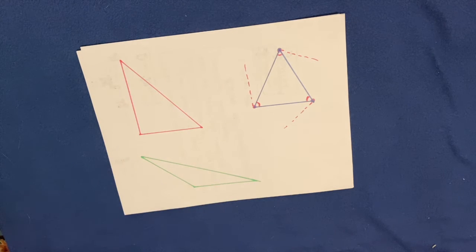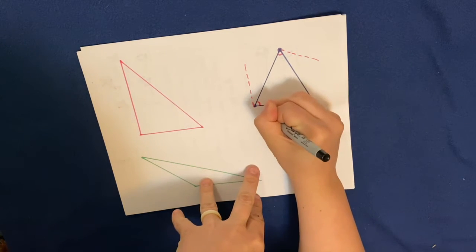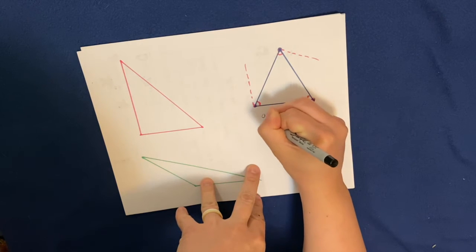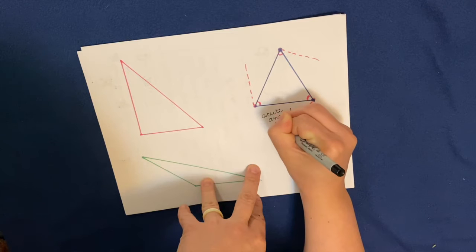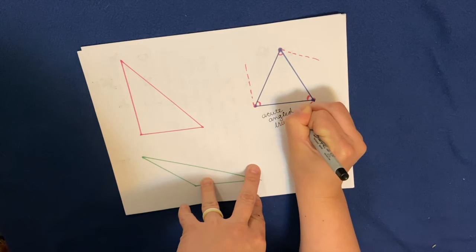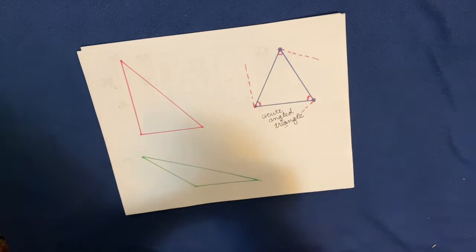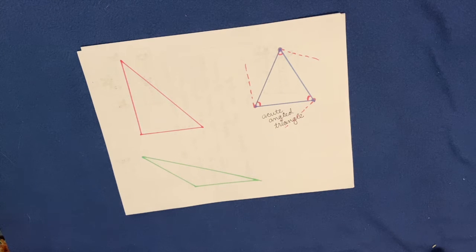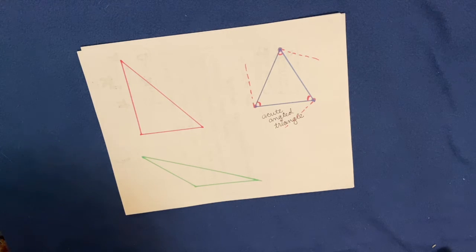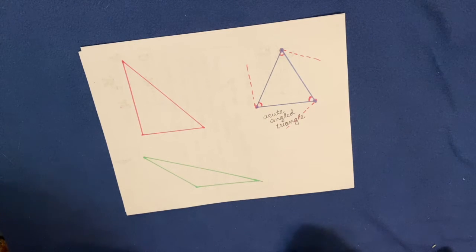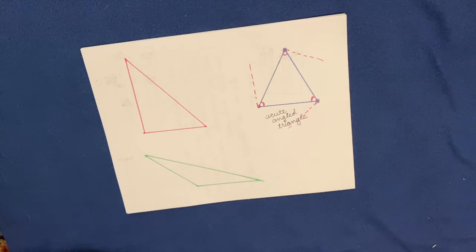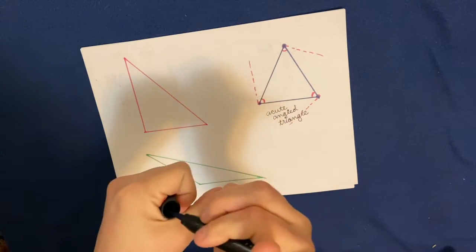We call this an acute angled triangle. Acute angled triangle. All right? Because it is made up of 3 acute angles. Now, let's go ahead and take a look at this. Here we have our 3 angles.